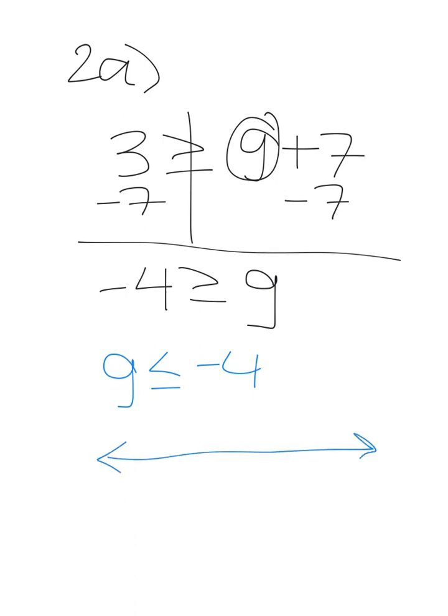So when I go to graph it, negative 4 in the middle, 1 less than it, 1 greater than it. There's a line under my inequality, so it is a closed circle. G is less than that, so remember less is to the left, greater is to the right. If you haven't yet, pause the video and do 2B.